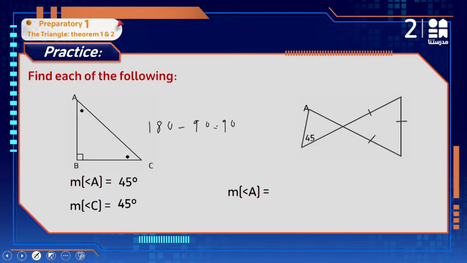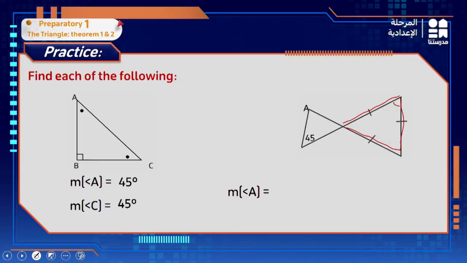Okay, in the second picture here, we need to find the measurement of angle A. How can we find it? Look at this triangle. All the sides are equal. If all the sides are equal, then all the angles are equal in measure. And the sum of the measures of the interior angles is 180. So each one of them is 60.